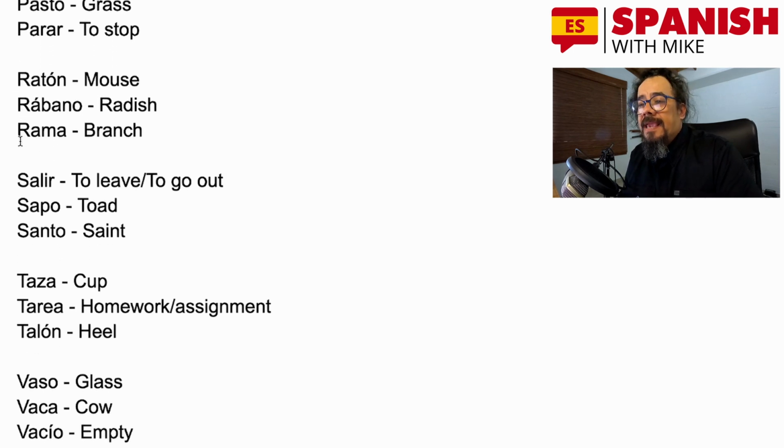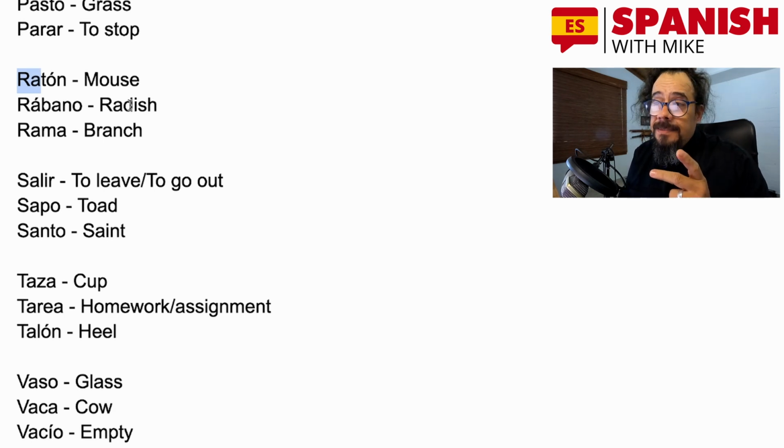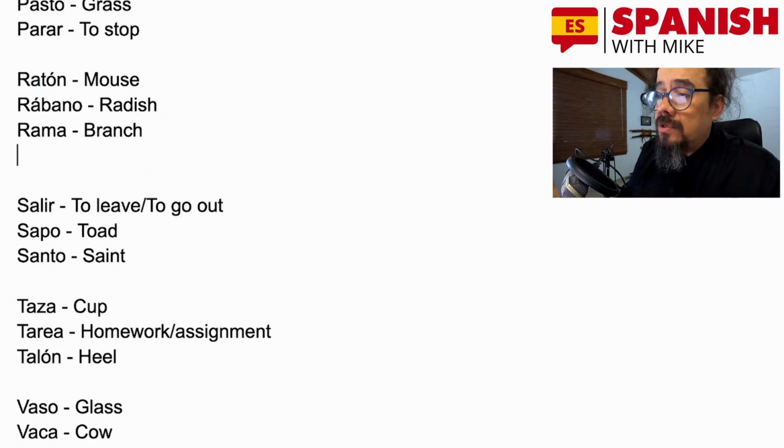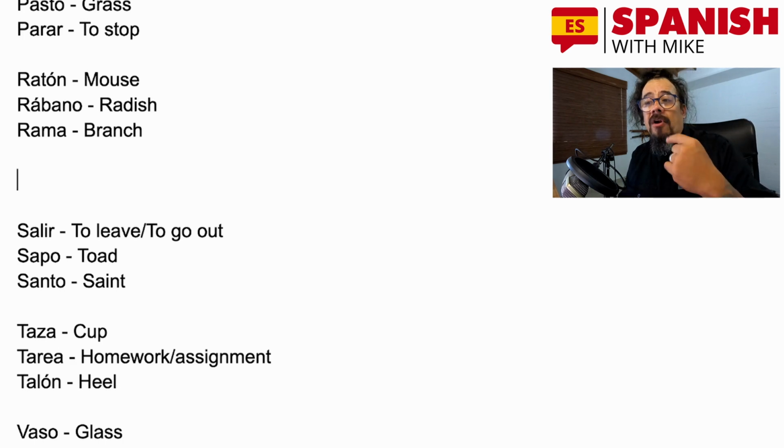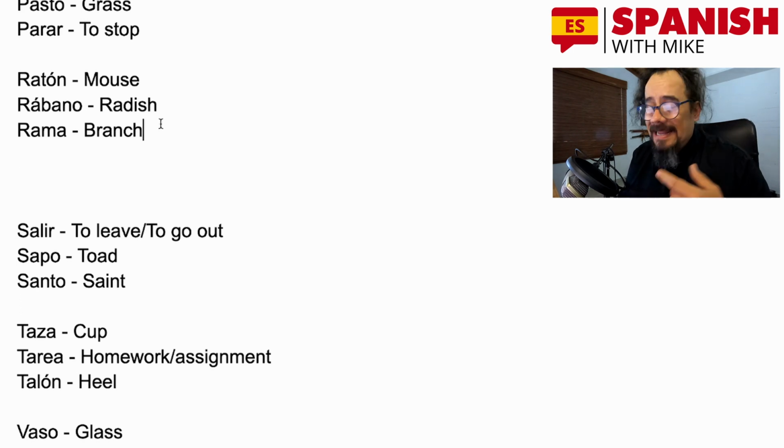Combination RA. Interesting fact. If the combination RA is in the beginning of the word, it sounds strong, like ra. But if the combination RA is in between some other syllables, it sounds softer, ra.